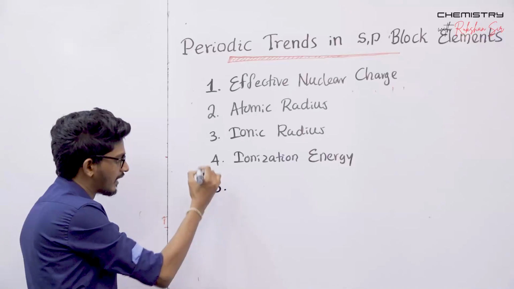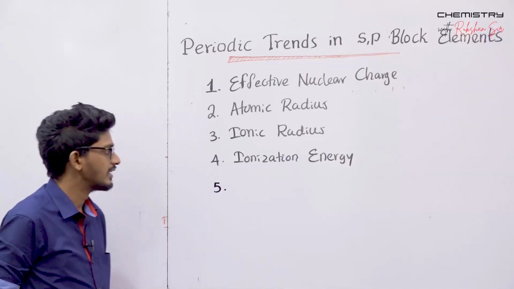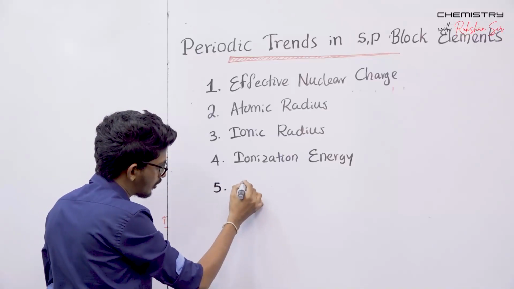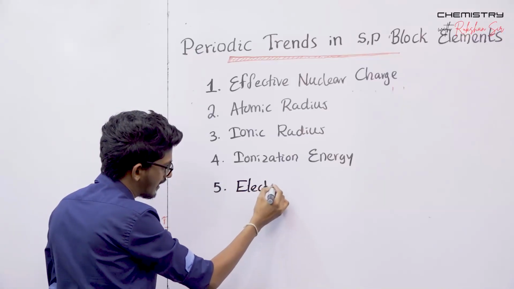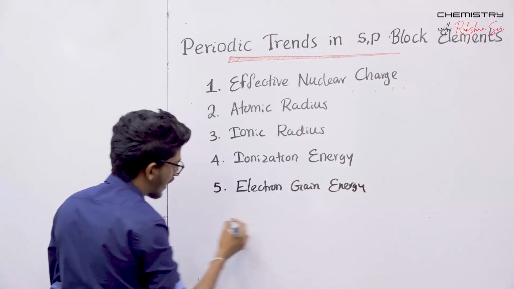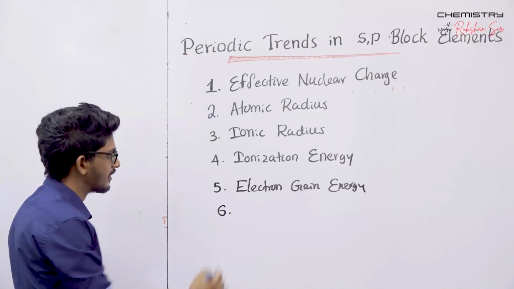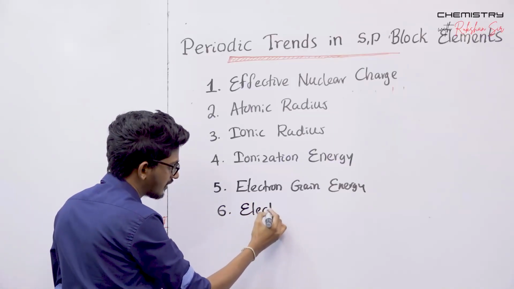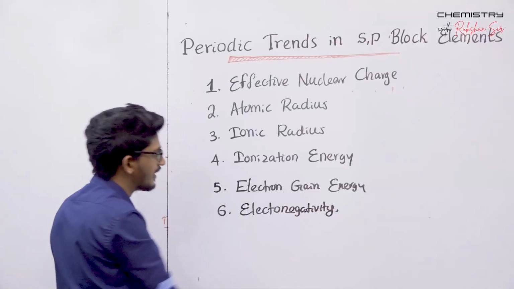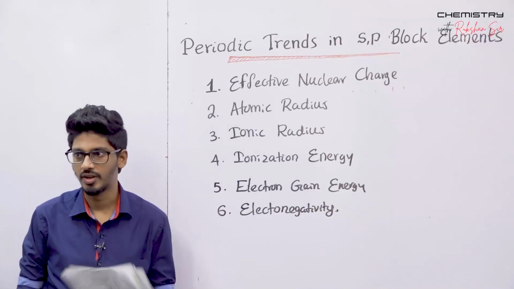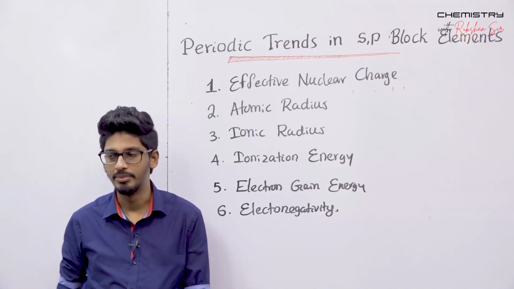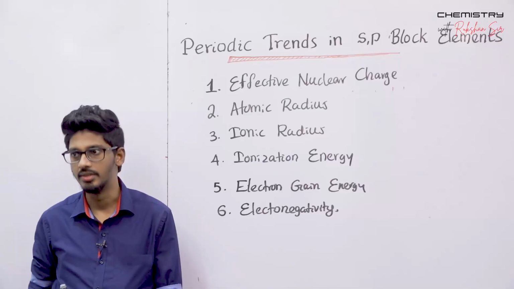Then number 5, we'll discuss electron gain energy, and ultimately we'll discuss the electronegativity. So those are the 6 period trends we are to follow under this main topic, the period trends under S and P block elements.